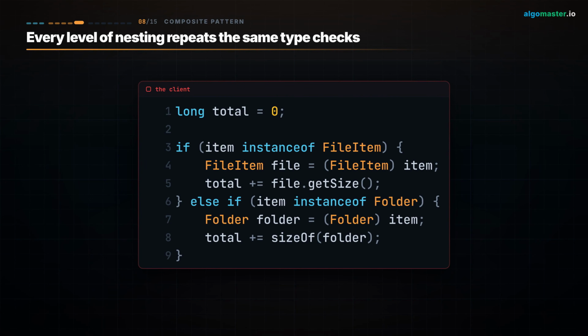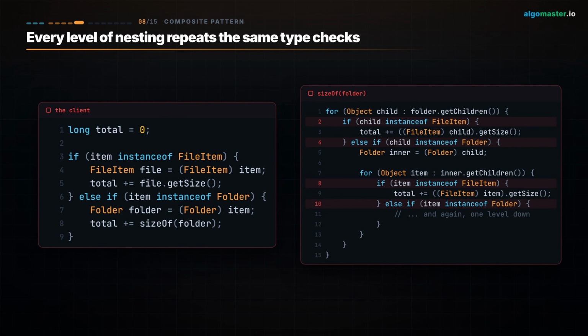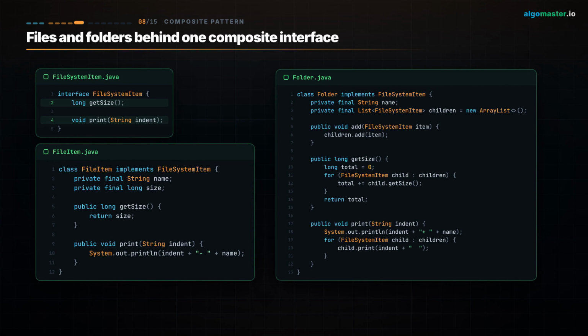Without the Composite pattern, the client may need separate logic for files and folders. The client needs to check which type of object it received and handle each one differently. This becomes even more complicated because folders can contain other folders, which may contain even more files and folders. This is where the Composite pattern helps. We start with a common interface called file system item that represents anything in the file system. Now both individual files and folders can implement the same interface.